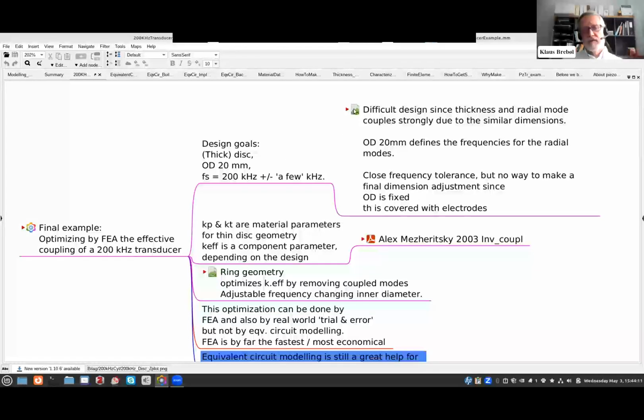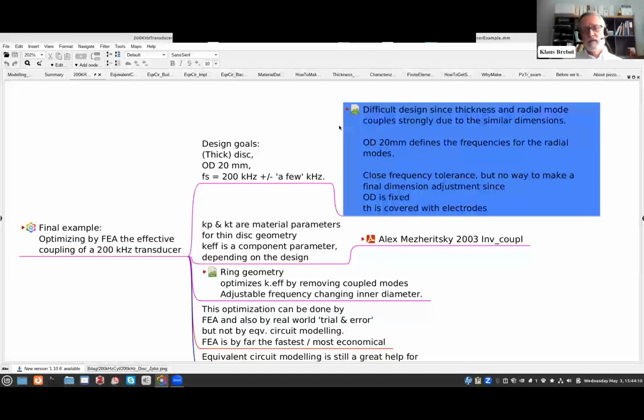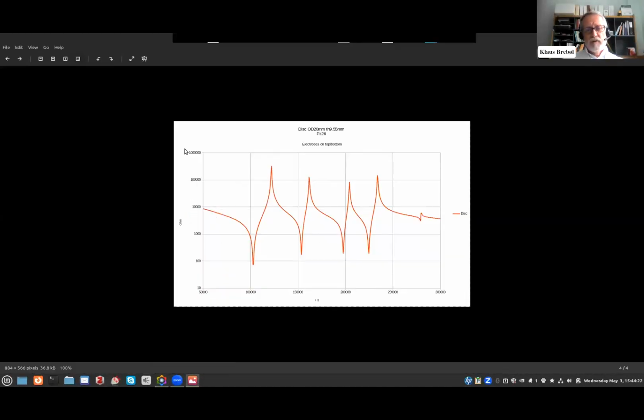And instead of having just one radial mode and one thickness mode, we have a mesh of modes that couples with each other.